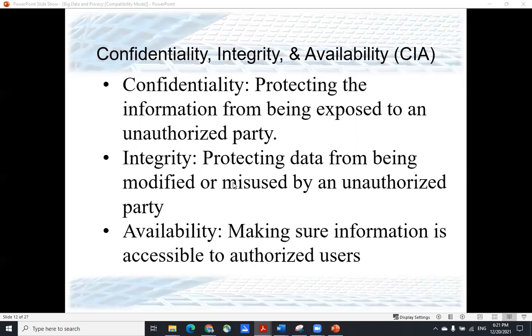And availability, making sure the information is accessible to authorized users. You can do that through different means, like backing up the data, in case the original data failed or crashed or got corrupted, then at least you have a backup copy. You can also have multiple servers and multiple uninterruptible power supplies, so if the power fails, then you have additional power. That's what we talk about when we talk about confidentiality, integrity, and availability.